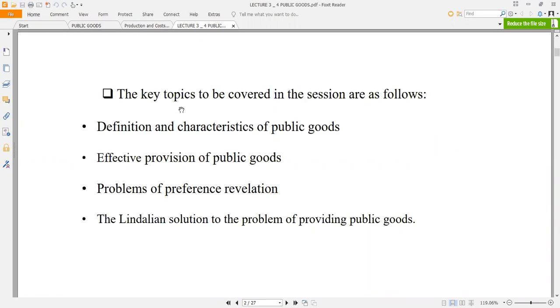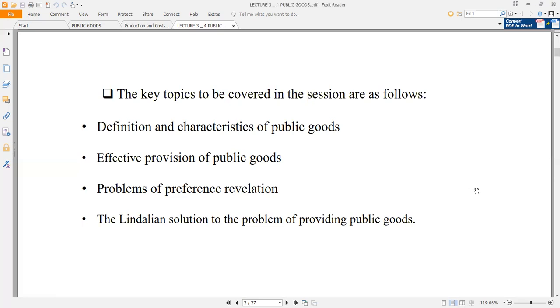All right, so the key topics for this lecture: we'll look at the definition and then the characteristics of public goods, effective provision of public goods, and then the problems of preference revelation. Then we'll look at something called the Lindahl solution to the problem of providing public goods.